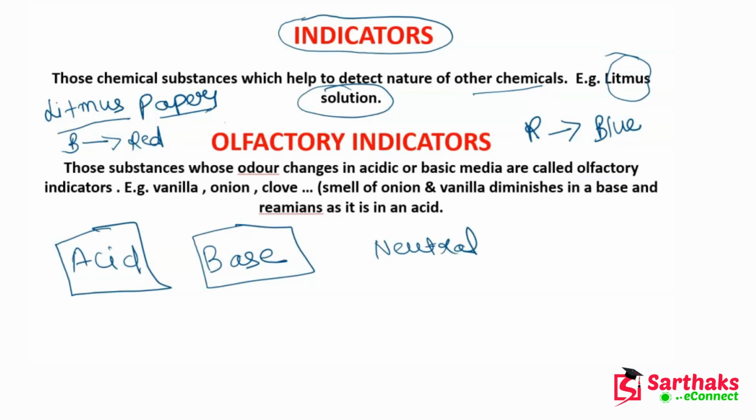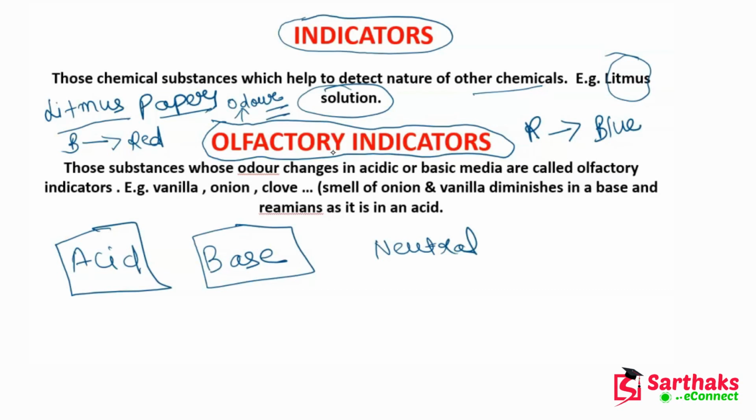The first type of indicator is the olfactory indicator. What is this olfactory indicator? The word olfactory comes from the word odor. This is basically smell. There are some substances whose odor changes in acidic or basic medium, and these types of substances, which tell us the nature of the chemical substance by changing their odor, are known as olfactory indicators.